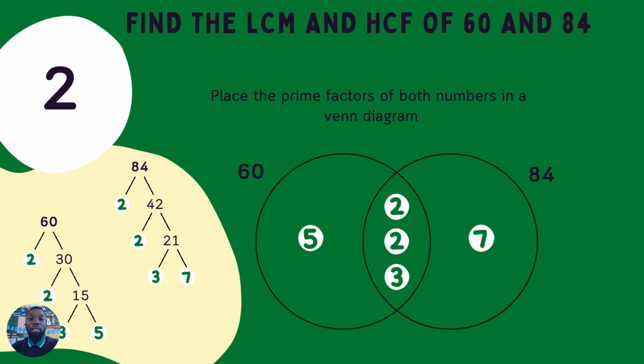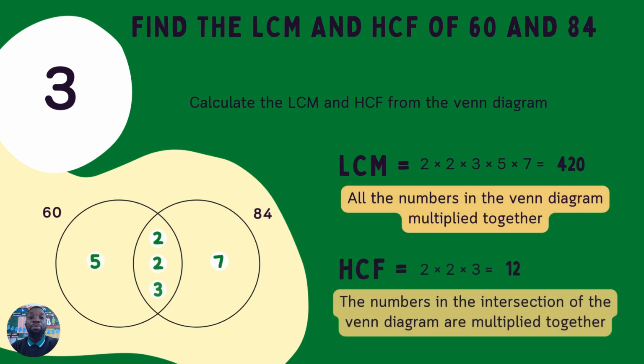What number is common again? I think 3 is also common. So all the common numbers should be at the middle of your Venn diagram. And the numbers that are not common, that belong to either of the two numbers, should be in their own circle. So that's why we have 5 in 60 here and we have 7 in 84. So let's go to the next step.